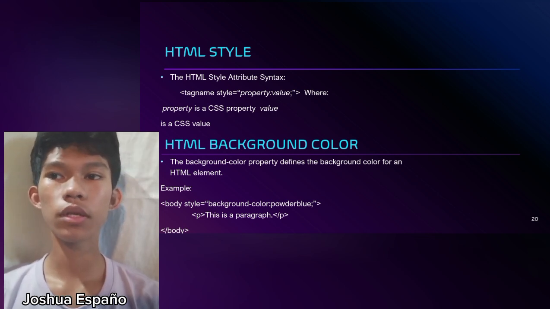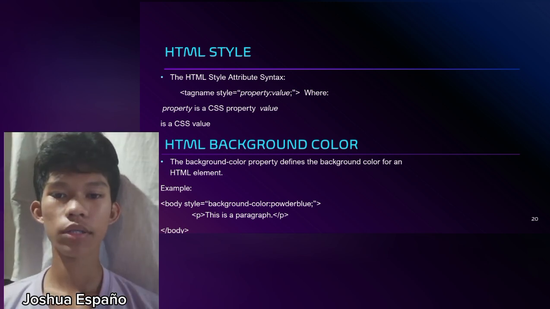HTML styles. The HTML style attribute syntax. HTML style refers to the method of applying CSS properties directly within HTML elements to modify their appearance. This is typically done using the style attribute in HTML tags, which allows you to specify CSS properties and their corresponding values for the specific element. For example, you can change an element's background color, font size, or text alignment directly within the HTML code.